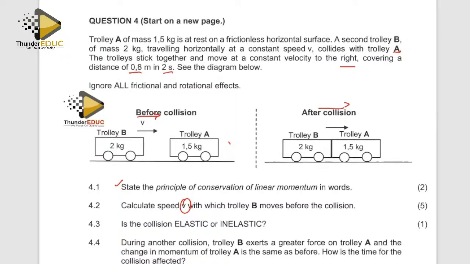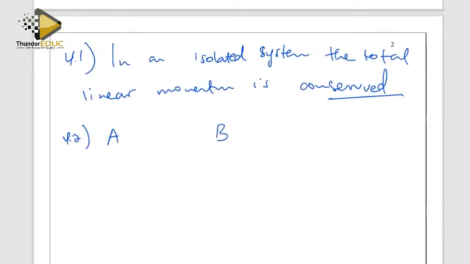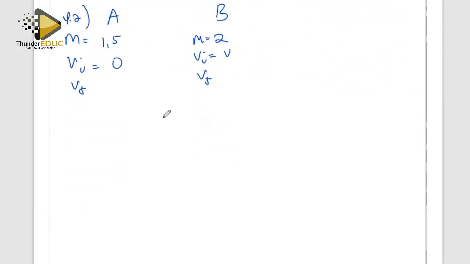So let me summarize this nicely. We have A, we have B. The mass of A is 1.5, the mass of B is 2. The initial velocity for A is 0 since it's resting. This one's initial velocity is just V. The final velocity is the same for both. They want us to calculate the velocity V, but we can get our final velocity first, because the final velocity is the displacement over the change in time, which is 0.8 over 2, meaning our final velocity is 0.4 meters per second.